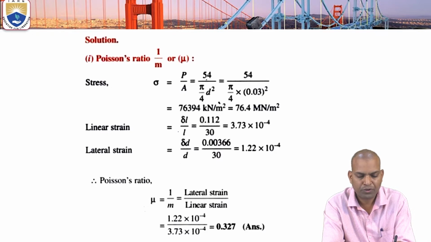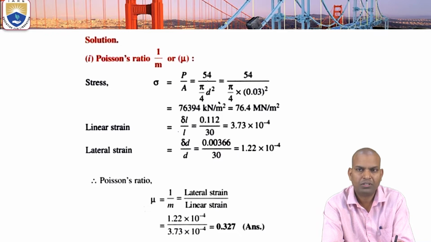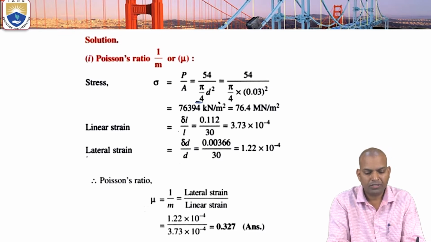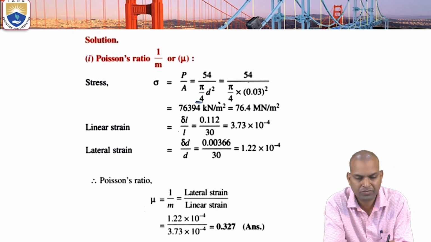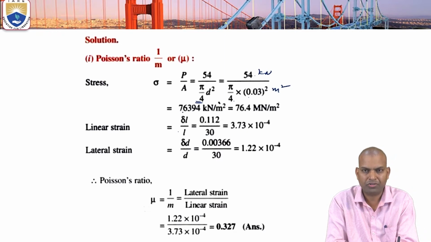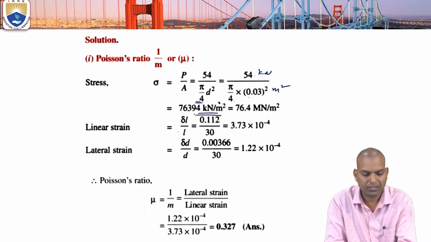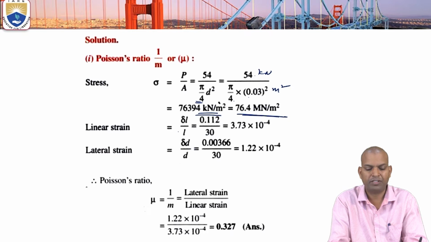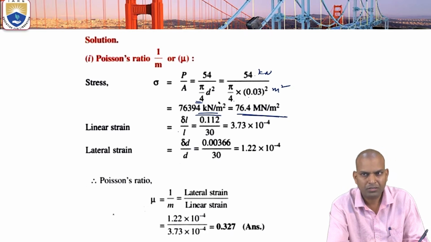The tensile load is 54 kilonewtons. Here substitute 54 kilonewtons, and area is pi by 4 d square, where d is the diameter. Convert millimeters into meters: 54 by pi by 4 times 0.03 square. Here it is in kilonewtons and here it is meters, so the stress value comes as kilonewton per meter square, that is 76394 kilonewton per meter square. So that is 76.394 into 10 cube kilonewton, that is mega newton per meter square. That is 76.4 mega newton per meter square.